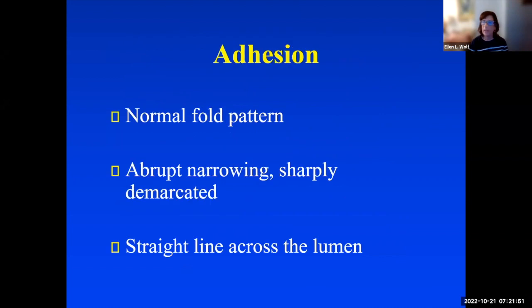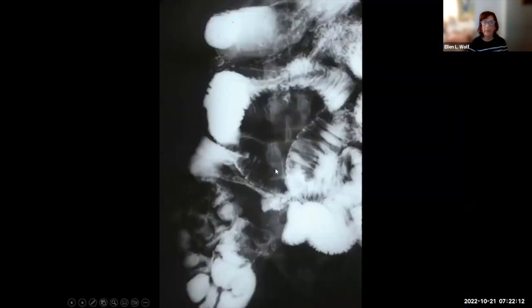So if we did a small bowel series on a patient with small bowel obstruction, what would we expect to see? We said before, adhesions were the most common cause of small bowel obstruction. So we would see a normal fold pattern, but an abrupt narrowing with sharply demarcated margins or a straight line across the lumen. This is an example here on a small bowel series. We gave oral barium. We're filling dilated loops of small bowel with a transition to decompressed small bowel in the region of the mid-ileum.